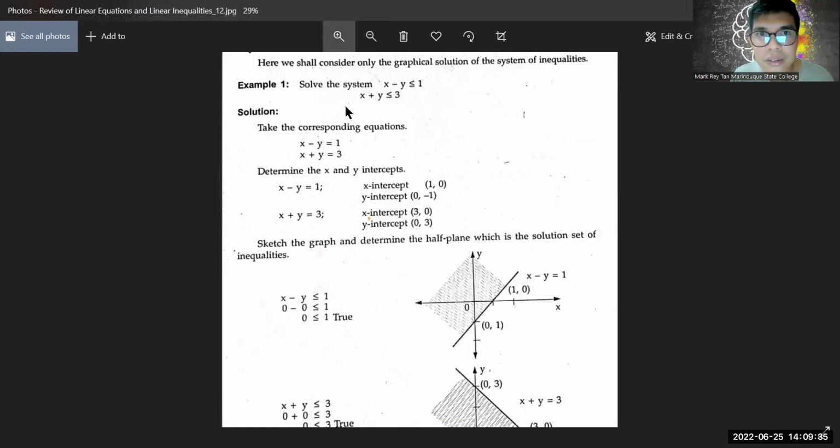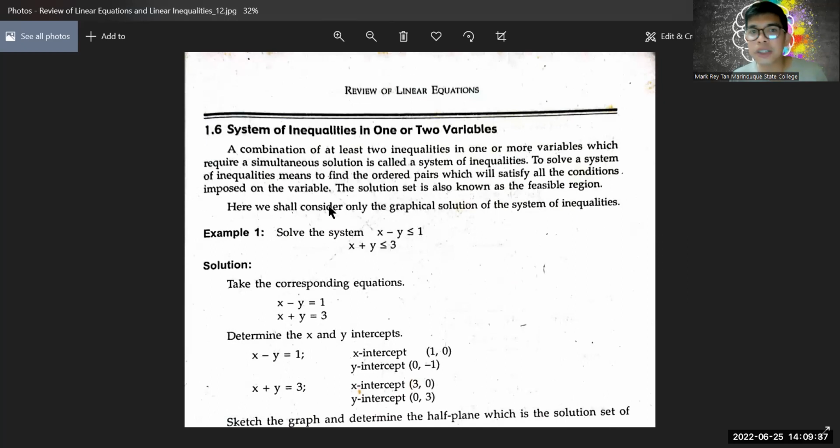Okay, let me read. Combination of at least two inequalities in one or more variables which require a simultaneous solution is called a system of inequalities. Kasi kanina, system of linear equation. To solve a system of inequalities means to find the ordered pairs which will satisfy all the conditions imposed on the variable. The solution set is also known as the feasible region. And so, sige class, it will be clear a little later with example.